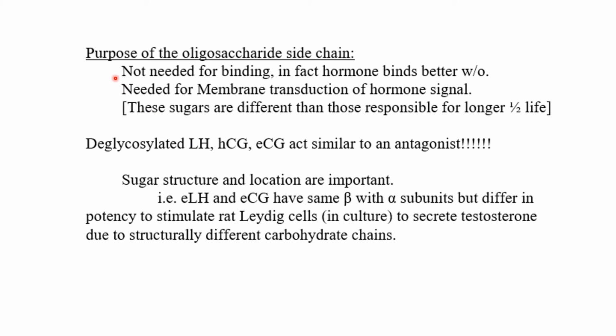Okay? So here we got rat Leydig cells in culture. We gave one dish equine LH. We gave the other dish equine chorionic gonadotropin, which have identical beta and alpha subunits, protein-wise, amino acids-wise, but they differed in carbohydrate chains. And so I don't know which one does better, but one of these is better at causing Leydig cells to secrete testosterone than the other, even though they're the same alpha and beta subunits. They just have different sugars attached.